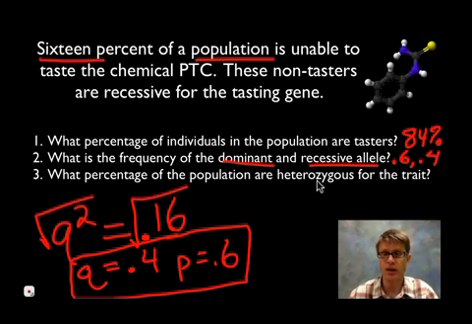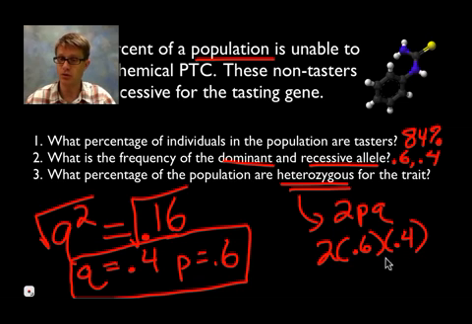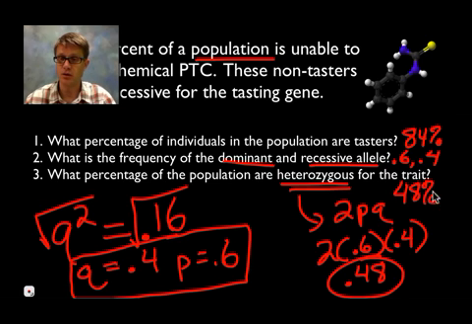What percent of the population are heterozygous for the trait? So now we have P and Q. We can solve for this. Heterozygous, remember, are always going to be those individuals that are 2pq. So it would simply be 2 times P, which is 0.6, times Q, which is 0.4. So this is going to be 0.24. So I would say the total is going to be 0.48. Or if we're looking for a percentage here, I would say it's 48%.